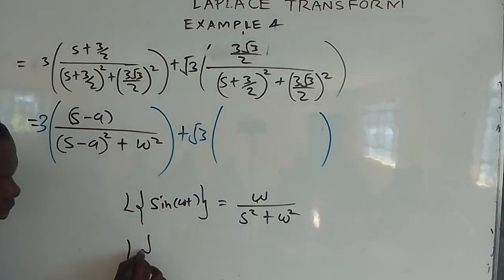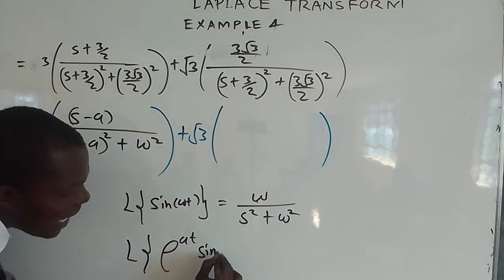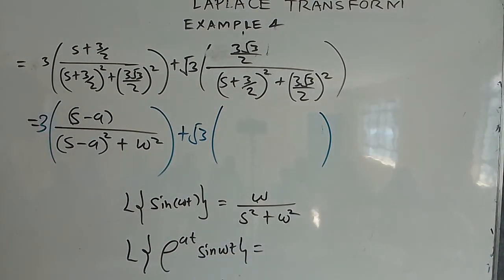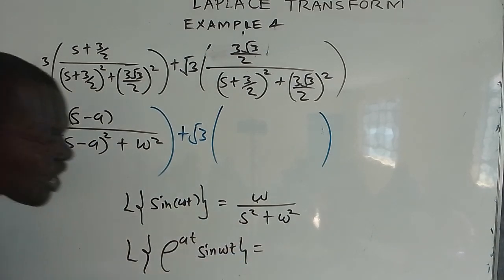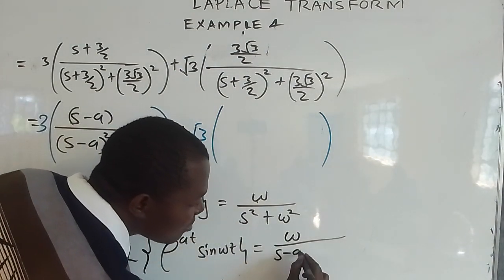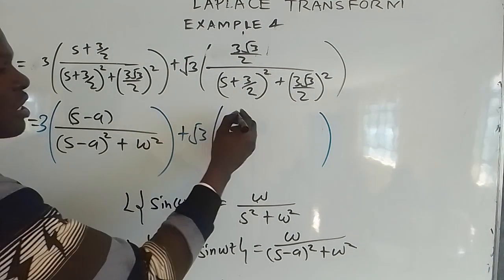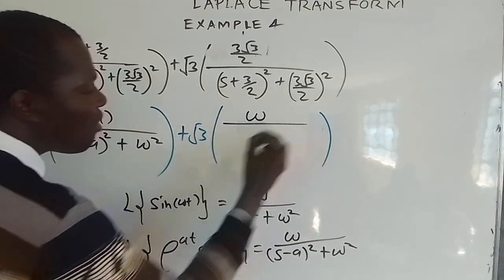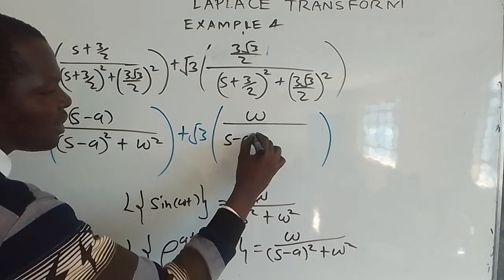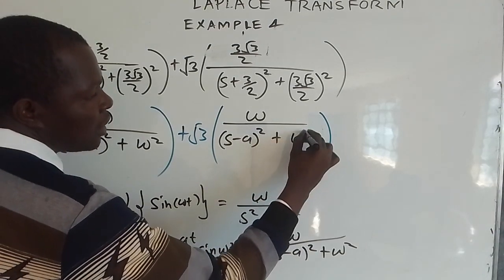Then you go to the next step, when you now introduce exponential AT sine WT. Are you seeing? When you introduce exponential AT, where there is S, you put S minus A. See, there's only S here. So where there is S, you put S minus A squared plus W squared. So are you seeing how exponential AT sine WT looks like? Are we together? This one is the same as W over S minus A squared plus W squared.